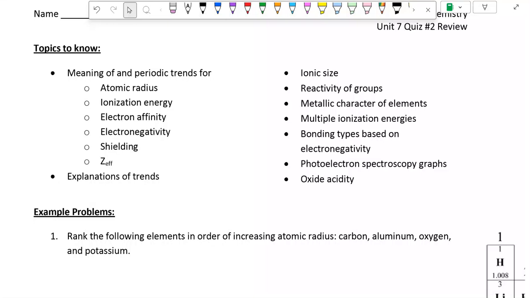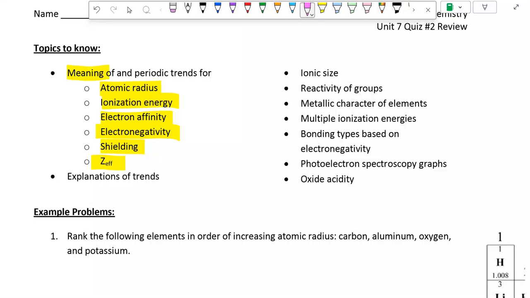Right, so this is the review for Unit 7, Quiz number 2, which started going over periodic trends. At the top of your review, you should have a bullet list of the different topics that are on this quiz. And then there's some example problems, but I'm going to go through all the topics first. You have to know the meaning of all these different terms.